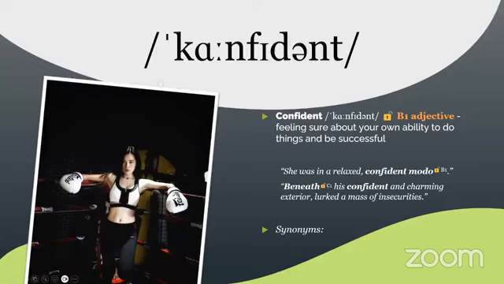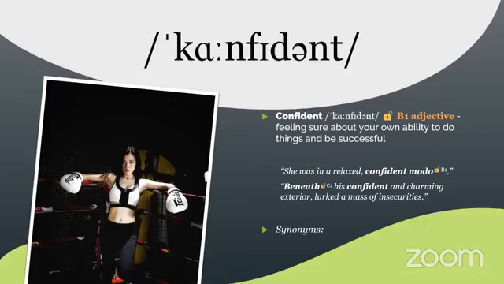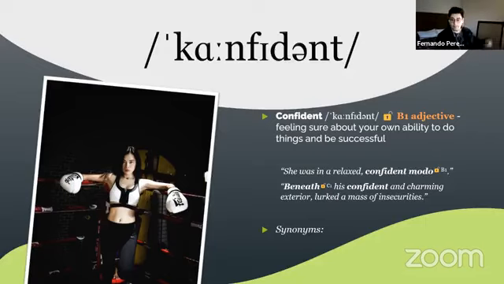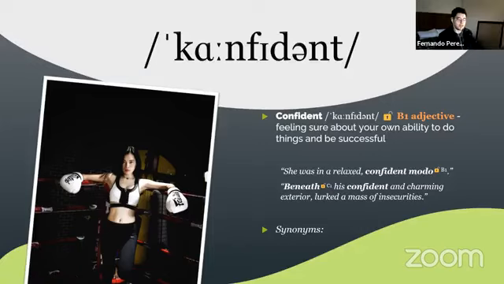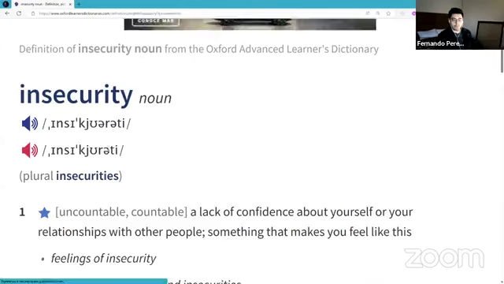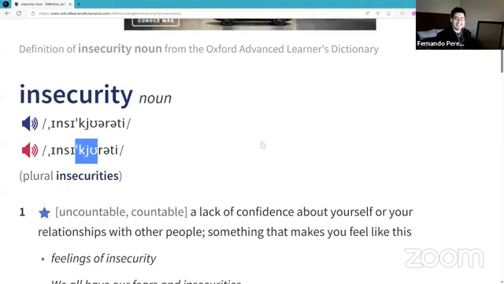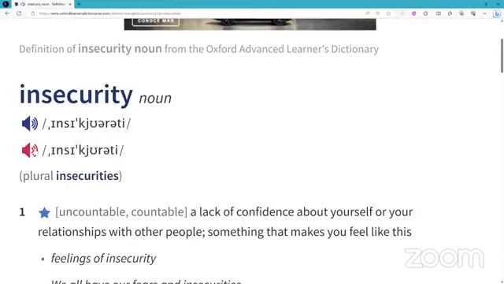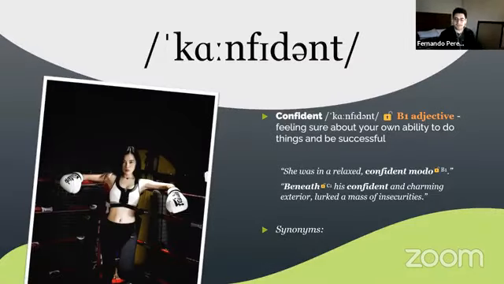Okay. So continue, Laurita. Read it again. Beneath? Yes. Beneath his confident and charming exterior lurked a mass of insecurities. Very good. Pronunciation again. Okay. Insecurity. Exactly. Insecurity. This is a strong syllable. Insecurity. Correct. So one more time. It's a noun.